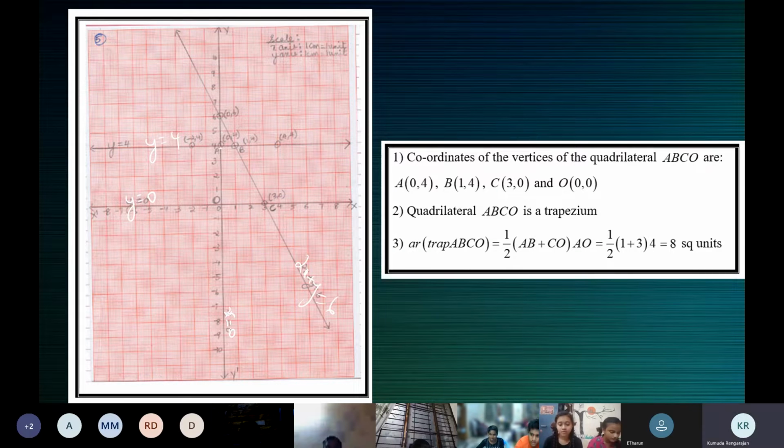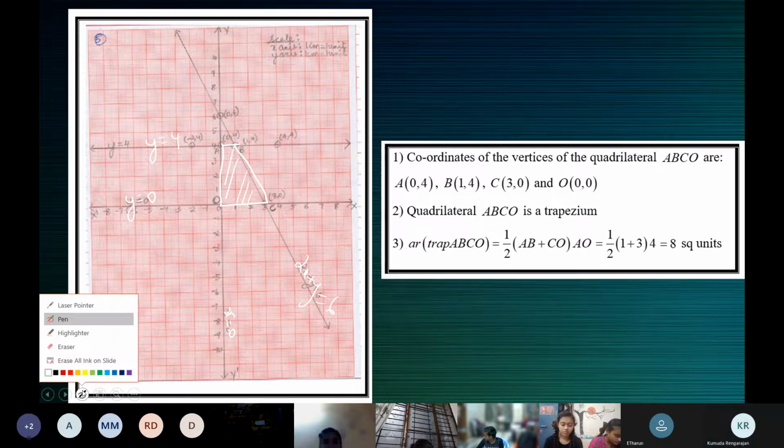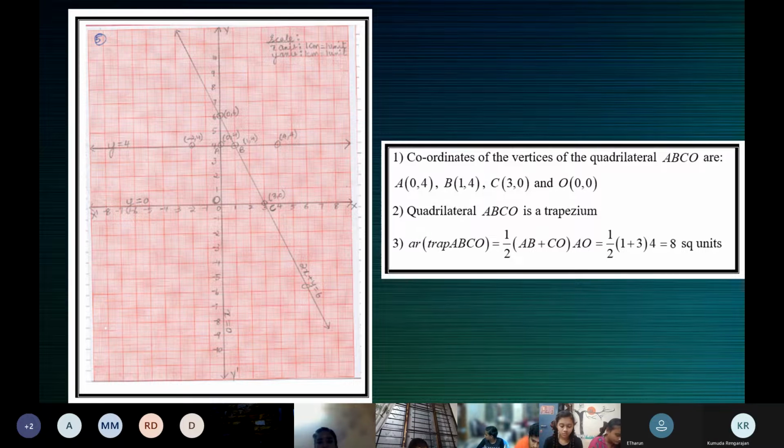They have not asked us to shade the quadrilateral, so I have not shaded. This is the quadrilateral bounded by the four lines. Shade only if asked. So you can see the scale here, the equations for the lines, and all the points that are plotted. I've given the address everywhere.